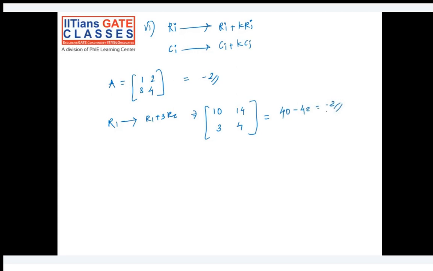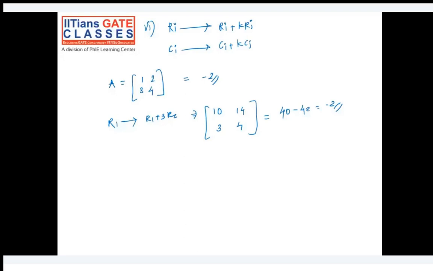So ultimately what we can say is, if you perform the row operation or the column operation, it will not affect the determinant. That's why whenever you are solving equations, we perform row operations, right? Because we know that after performing the operation, the determinant will not change, and the determinant will be unique for that matrix, and it will tell us what kind of solution we'll get from those sets of equations. Clear?